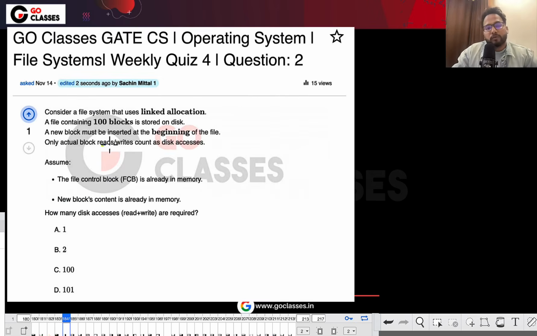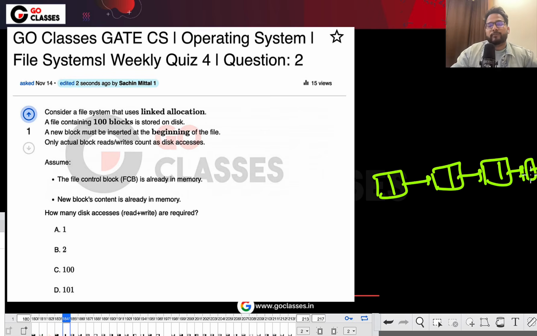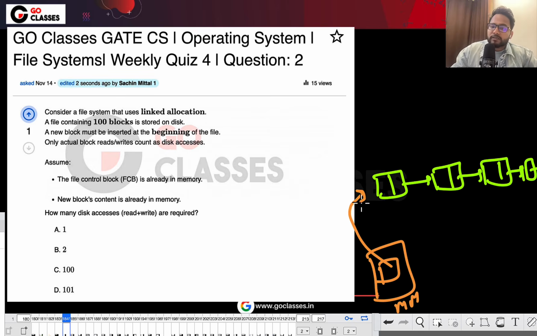Okay, in question number 2, they are saying the same thing, but here they are having the linked allocation, which means they are saying that you want to insert at the beginning, but here the data is using the linked allocation. So if you want to insert at the beginning of this linked allocation, then in that case, what you see, this is the new data. This is in the main memory. You have the new data block, right? So obviously you have to write in the disk, and then you have to update the pointer, right?